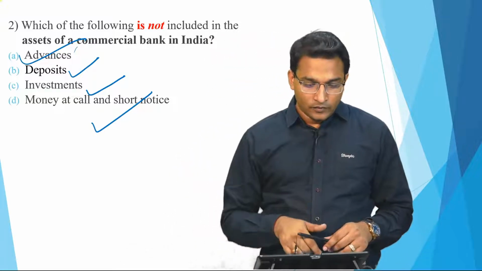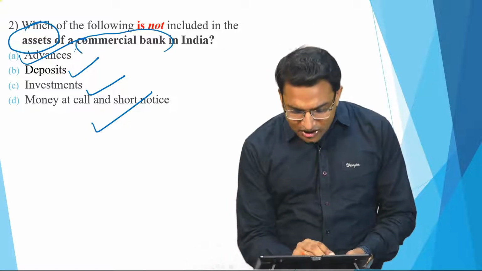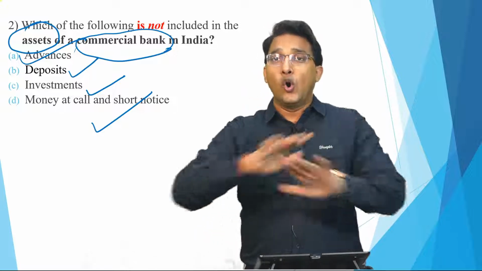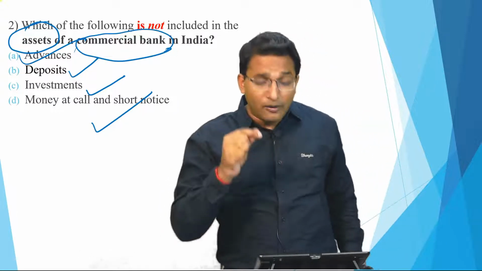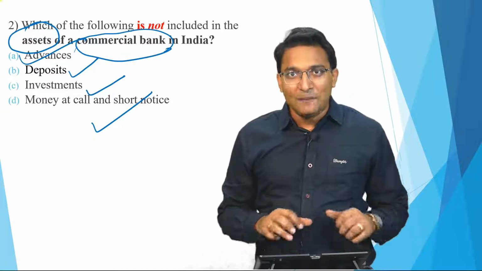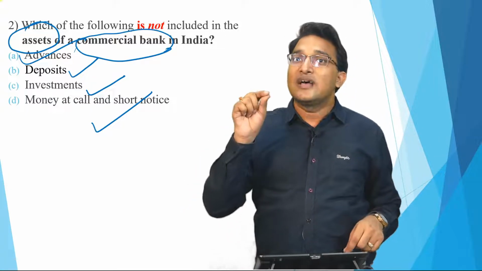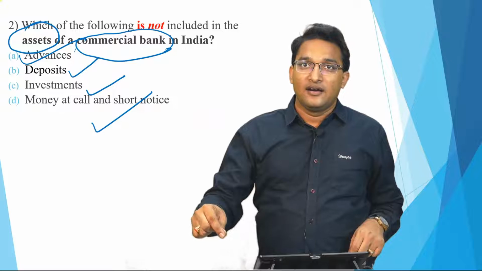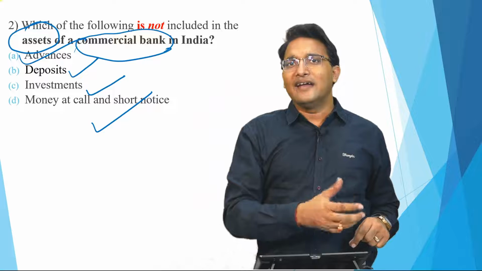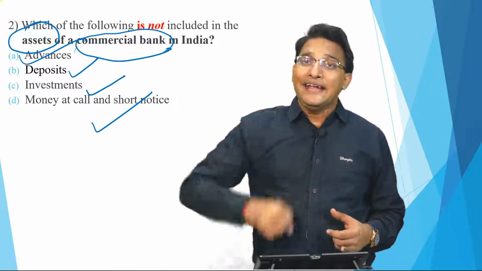First of all, the question is about assets of a commercial bank. So friends, when you are solving the question, please underline all the important keywords. Assets means any property. I am telling you the general meaning of assets. Assets means any property over which the bank has its rights and also gets some income from that property. It is a source of income also.